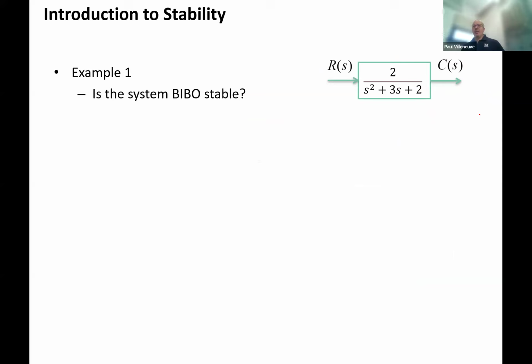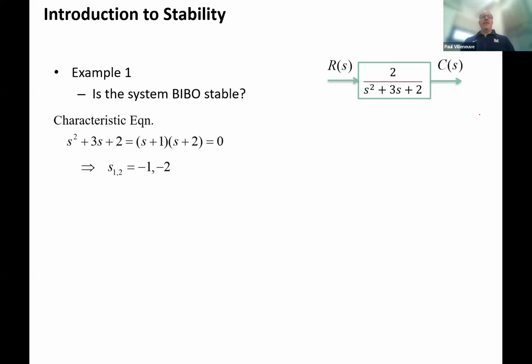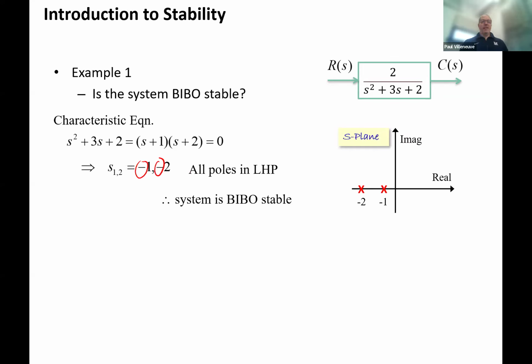So is this system BIBO stable? Well, let's go ahead and take a look at the characteristic equation. And let's do the quadratic equation. Or you can use your roots function in your calculator. But when we do that, actually, this one's easy enough, right? You could probably just look at it and figure out it's s plus 1 times s plus 2. Now, are both of those roots in the left-hand half plane? They are both negative numbers. So we plot them on the s plane. They're all in the left half plane. So the system is BIBO stable.